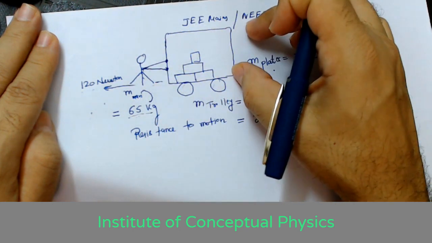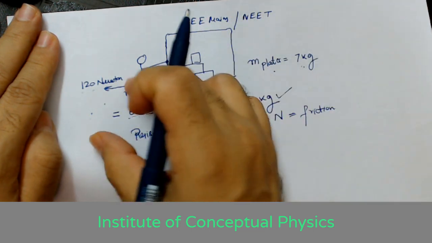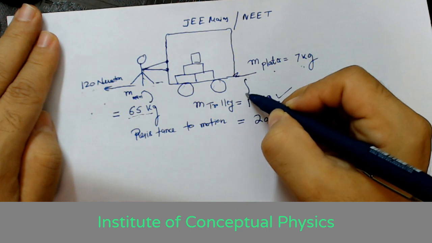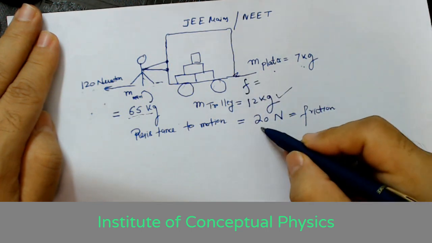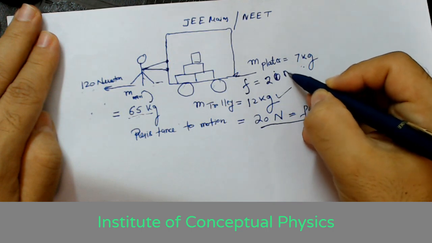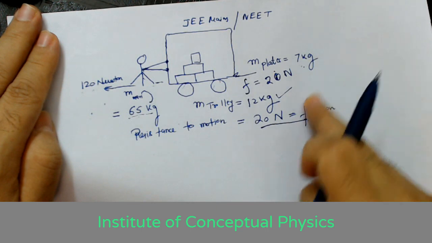Okay, and the force of friction, which opposes this motion, is given to be around 20 newtons. So this force of friction is 20 newtons. Now the question is, what is the net acceleration of the system?